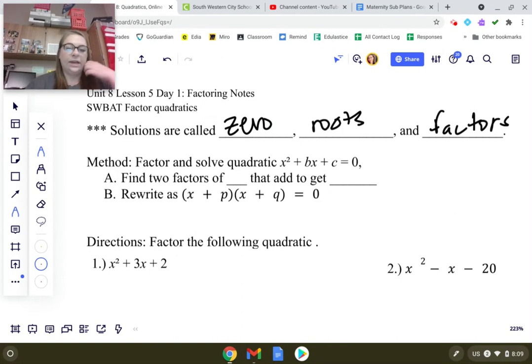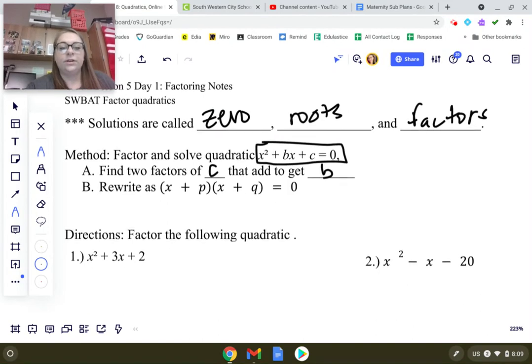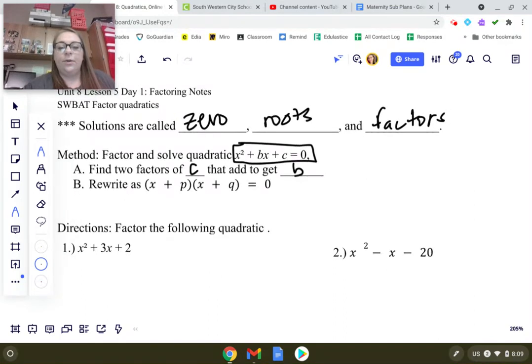So our goal for today is to factor these quadratics into two sets of parentheses. Our goal is to look at a quadratic, x squared plus bx plus c, and find factors of c that multiply to c but add to b. Here's a little cheat sheet of how we can figure out which type of factors to use.